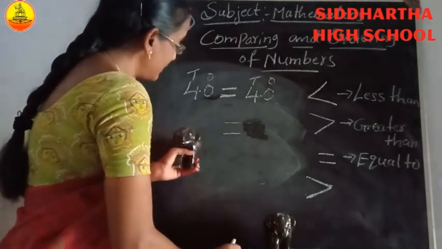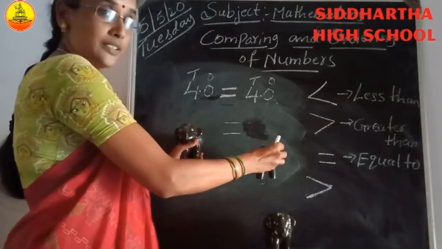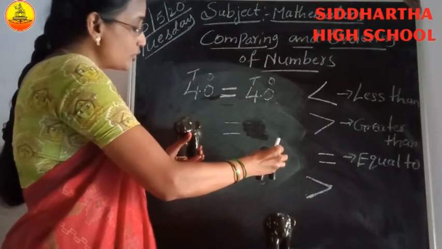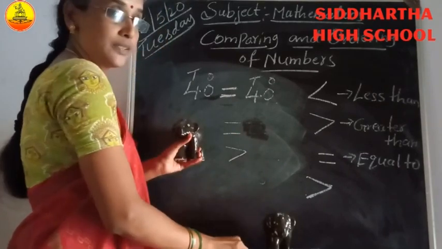Now here this one is there and here this one is there. Which one is big? This one is big. Yes, the first one is big. So it should be open on the first number side.